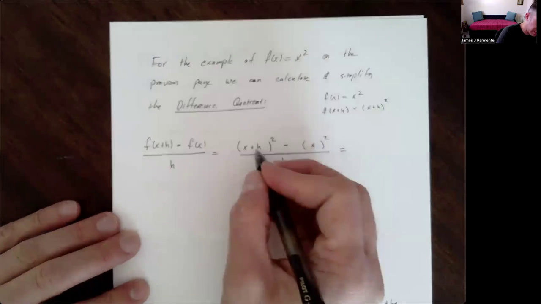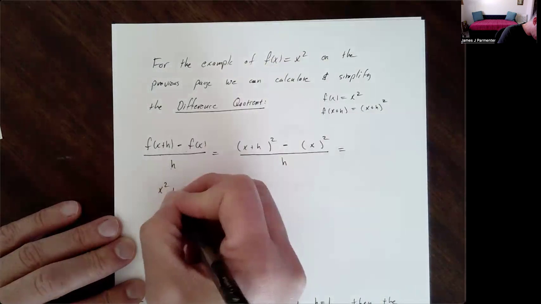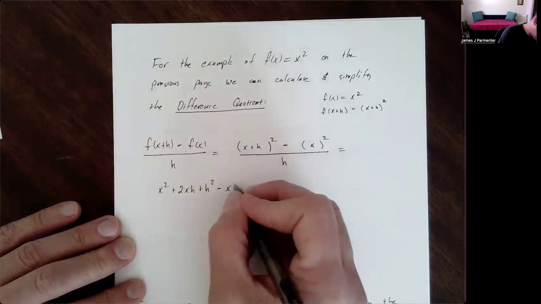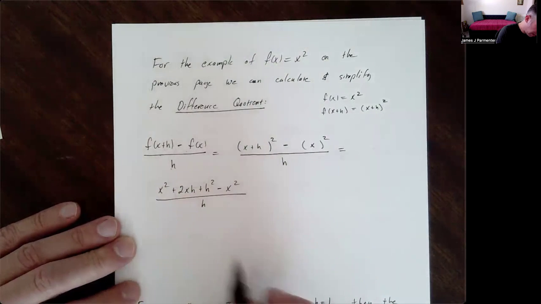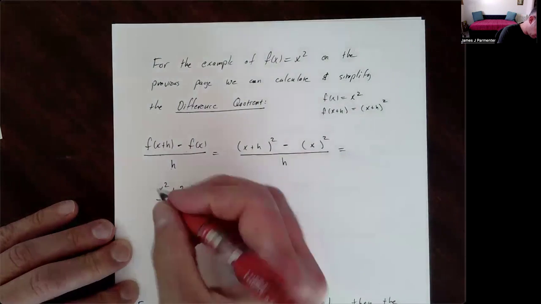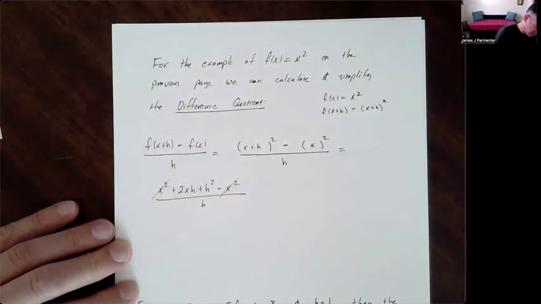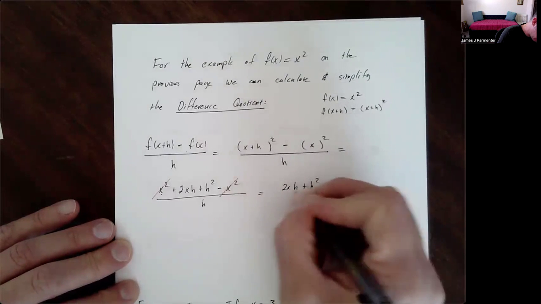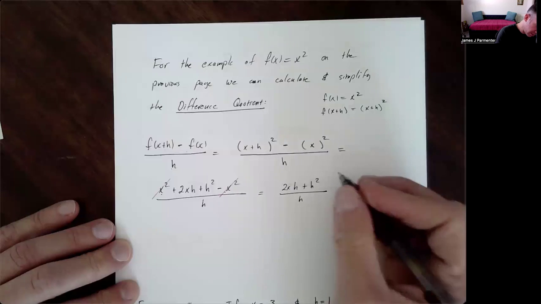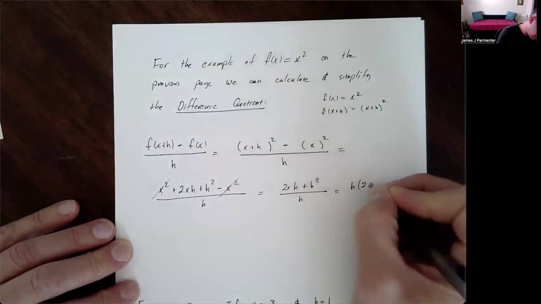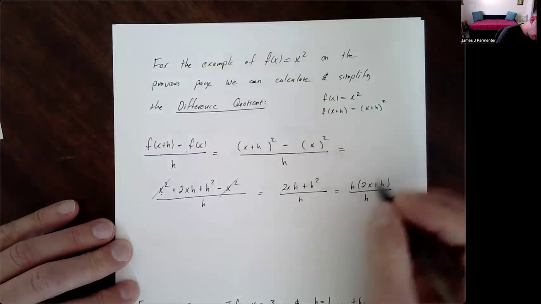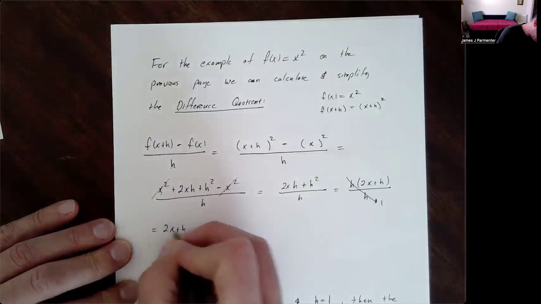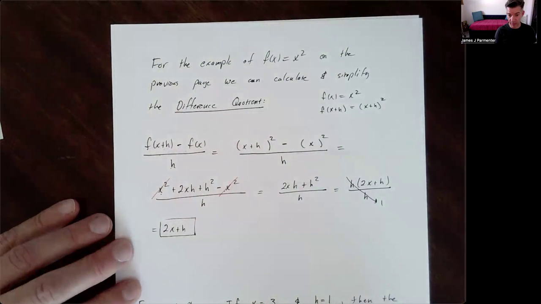If we multiply out x plus h squared, we get x squared plus 2xh plus h squared minus x squared all over h. X squared minus x squared is 0, so those go away. And we're left with 2xh plus h squared all over h. We can factor out an h from the top and get h times 2x plus h divided by h. H divided by h is 1, so we're left with 2x plus h. That is our final simplified answer.